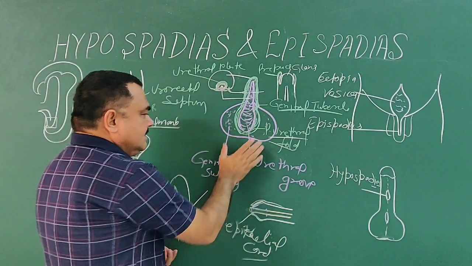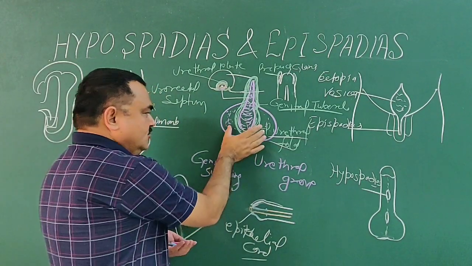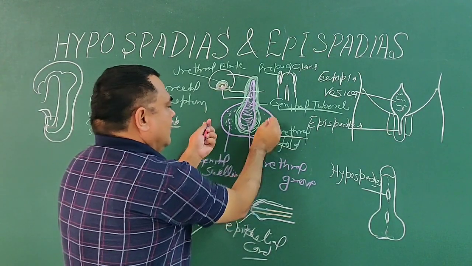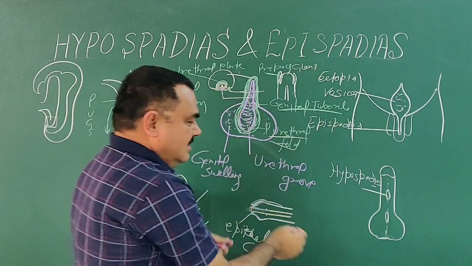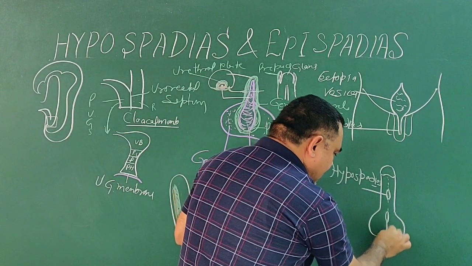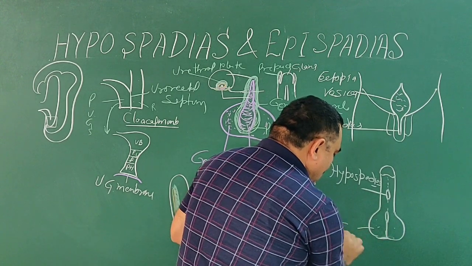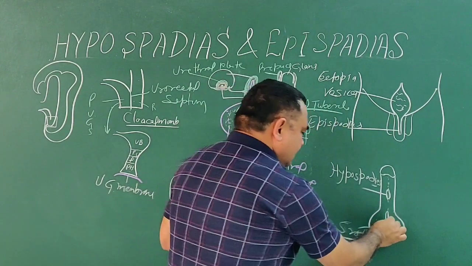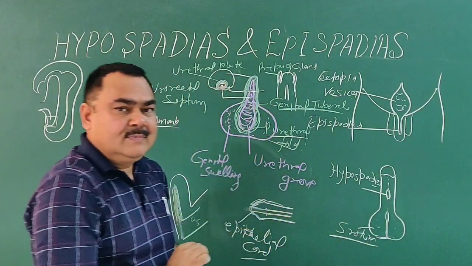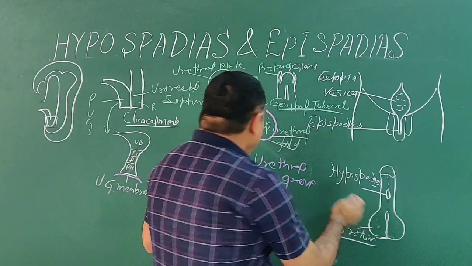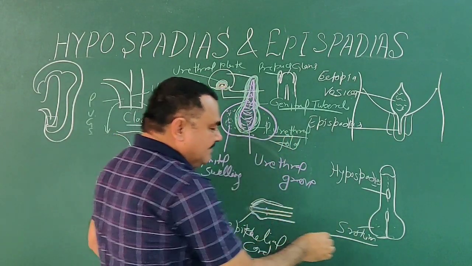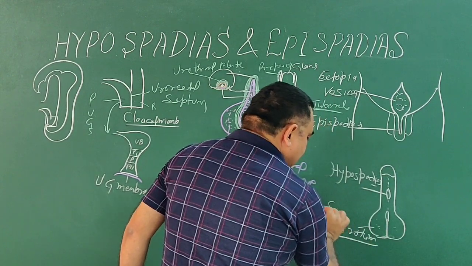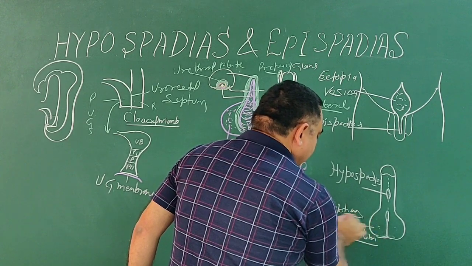After formation of this, the two genital swellings again lie close to each other, join each other and form the scrotum. So here the scrotum is formed. During joining, a median septum is formed, and the scrotum is divided into two parts by the median septum.